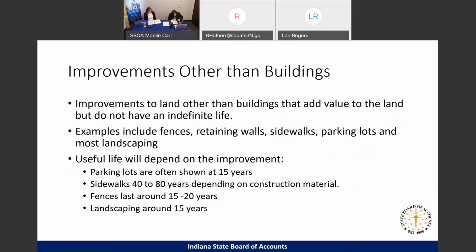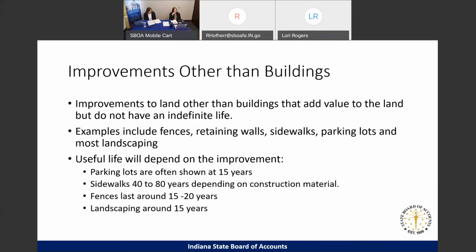Improvements other than buildings are improvements to land that are not permanent. They're not considered buildings. These are things like parking lots or fences, landscaping. They're not permanently attached to the buildings themselves, but they do have a useful life of more than 1 year. Often the useful life will depend on the type of improvement. I did some searches. I found that parking lots are often shown at 15 years, sidewalks at 40 to 80 years, depending on what the sidewalks are constructed out of, whether they're asphalt or concrete. Fences are given 15 to 20 years, again, probably dependent on the type of fence, construction material.